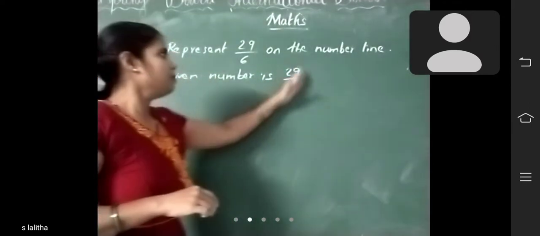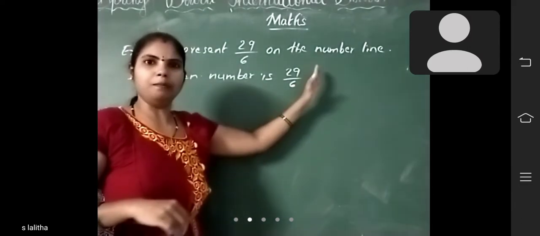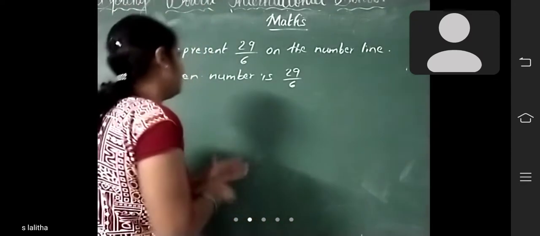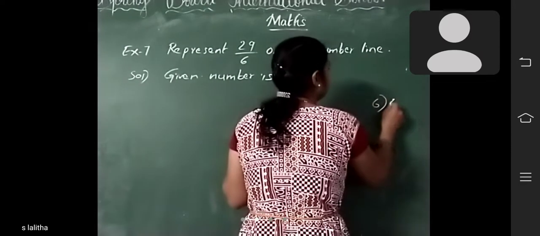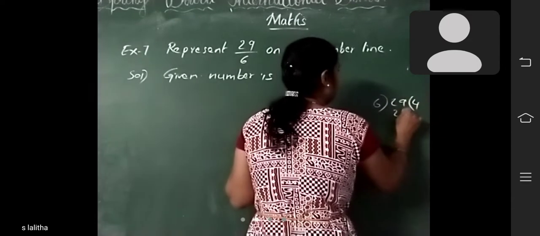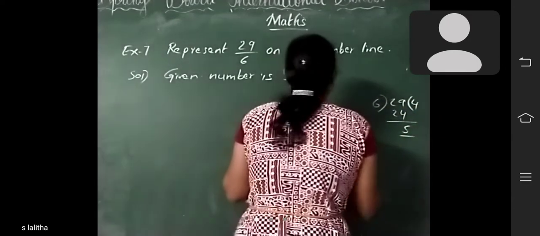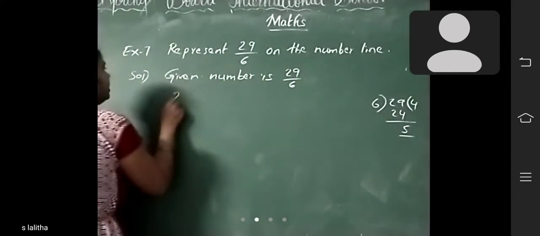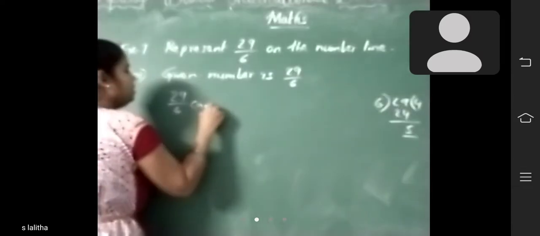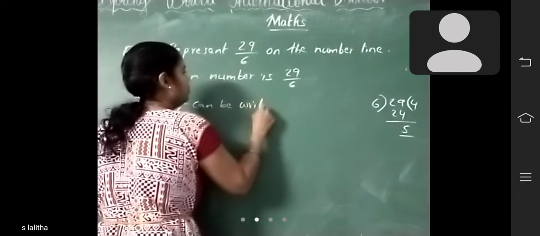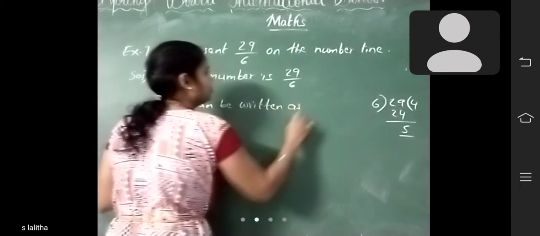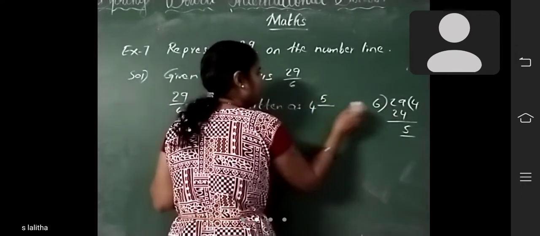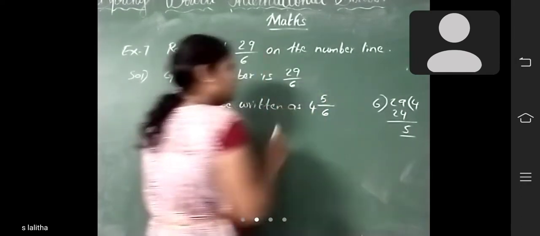In which fraction is it? It is an improper fraction. First you should convert it into a mixed fraction. How to convert? You can divide. 6 4s are 24, 5 is the remainder. So how can you write 29 by 6? 29 by 6 can be written as: quotient is 4, remainder 5, divisor is 6. 4 and 5 by 6.